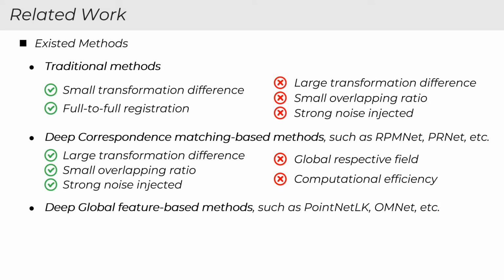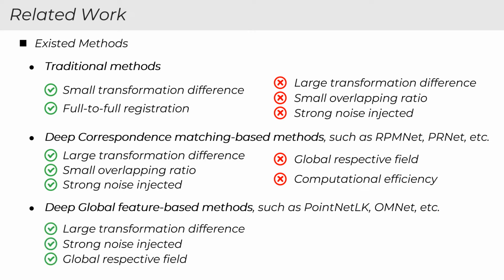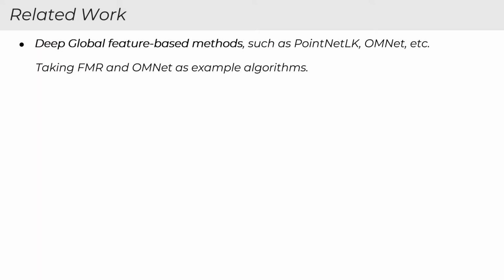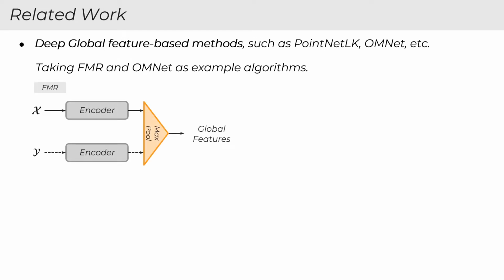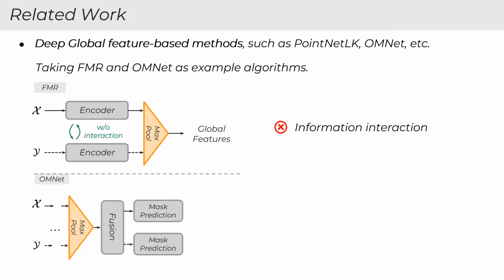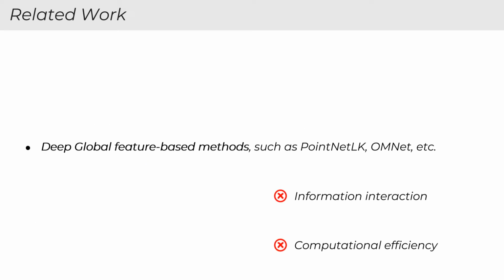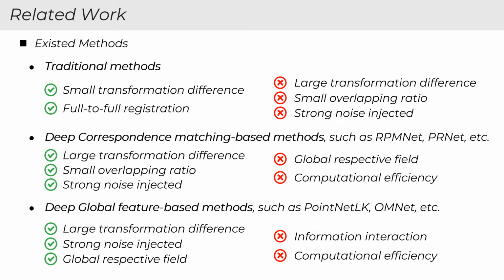In contrast, global feature-based methods can overcome the above-mentioned issues by aggregating global information without correspondences. Nevertheless, current approaches still suffer two problems. Taking FMR and OMNet as examples, FMR performs poorly in partial-to-partial registration due to the lack of data association. OMNet tackles the partiality by predicting the overlapping mask, which introduces additional computational overhead. In this paper, we mainly focus on these two problems and propose a global feature-based end-to-end method with effective information interaction.